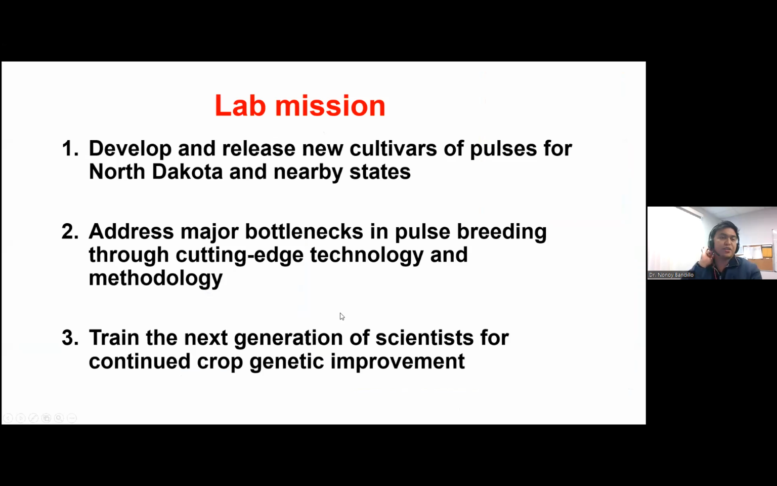Our lab mission is, first, to develop and release new cultivars of pulses for North Dakota and nearby states. The second is to address major bottlenecks in pulse breeding through cutting edge technology or new breeding methodology. And the third, as part of my teaching responsibility, is to train the next generation of scientists for continued genetic improvement.